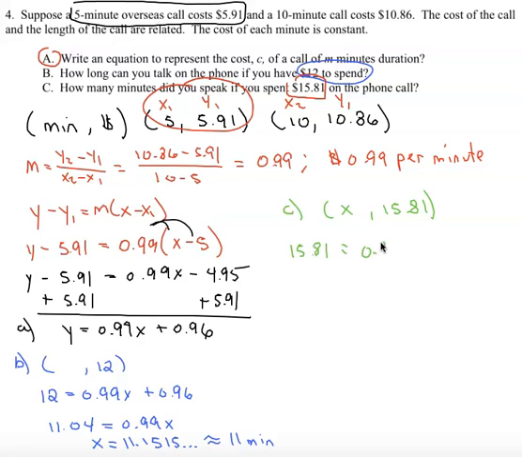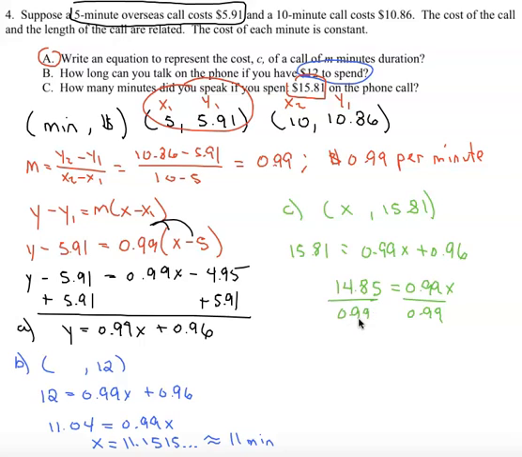So again, $15.81 equals 0.99x plus 0.96. And not to say that this is always going to happen, but many times on the quizzes or assessments, they'll give you an example of both. This one is kind of just trying to throw you off a little bit and give you an example of one of them. So I'm going to subtract 0.96 from both sides, and I get 14.85 equals 0.99x, and divide by 0.99.